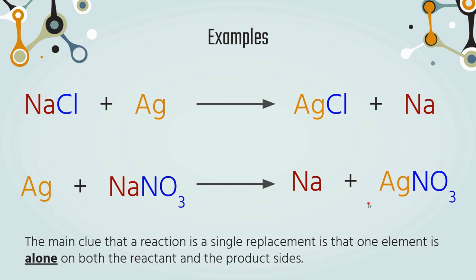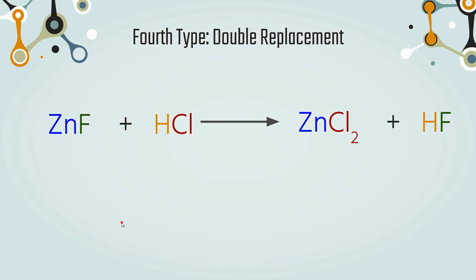Our clue that a reaction is single replacement is that one element is alone on both the reactant and product side. So if I look at this bottom example here, I can see that on the product side, Na is by itself, just one element. And on the reactant side, Ag is by itself, just one element. If there's one element by itself on both sides, we probably have a single replacement. But just check to make sure that we've replaced a single element when we go from reactant to product.